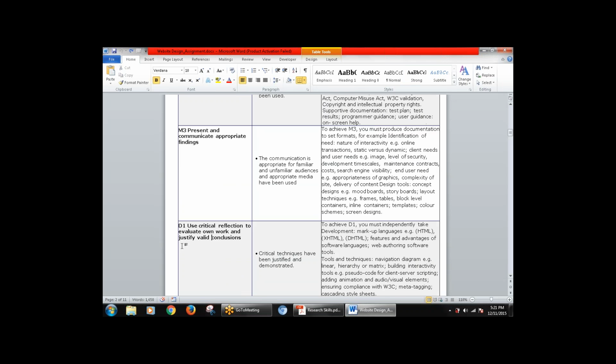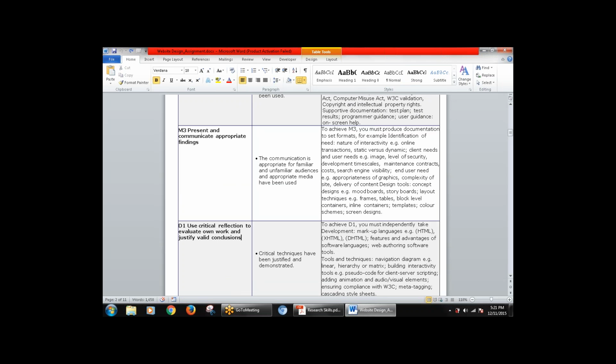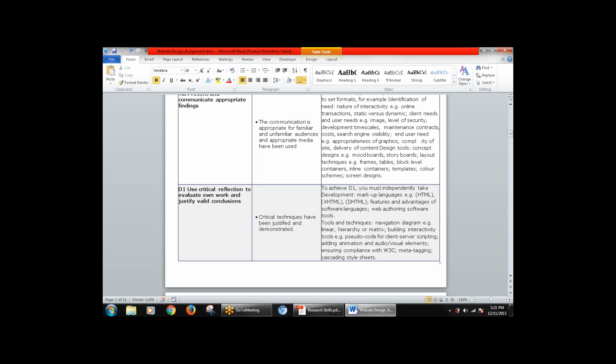Next is the D1, D2, D3. One is the D1: use critical reflection to evaluate your work and justify valid conclusions. That is, what are the critical reflections used to evaluate your own work and justify the valid conclusions. For this, you have to use critical techniques, so that the critical techniques have been justified and demonstrated. To achieve the D1, you must independently take the development, that is, a markup language.